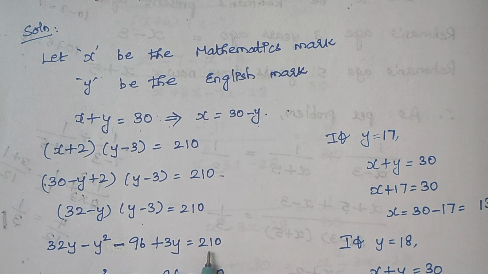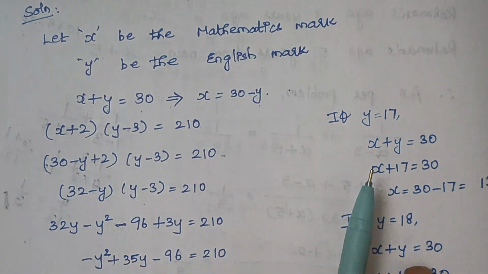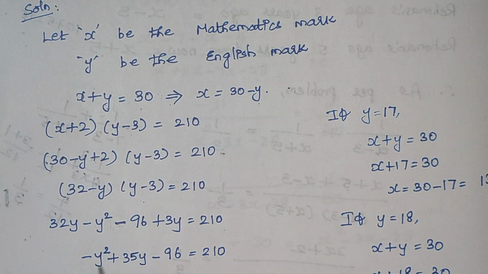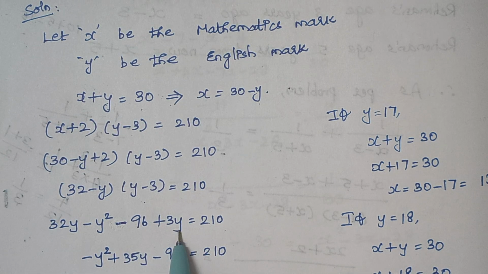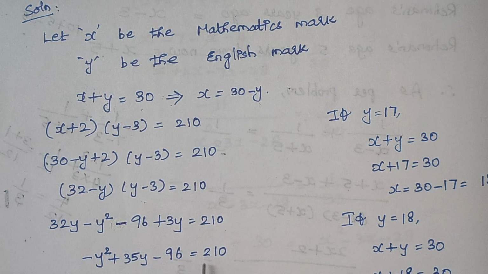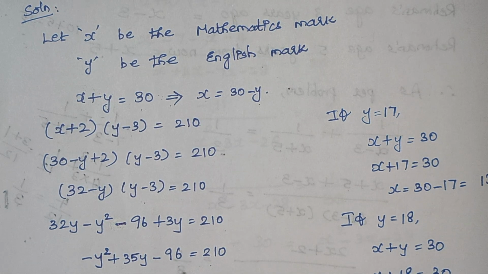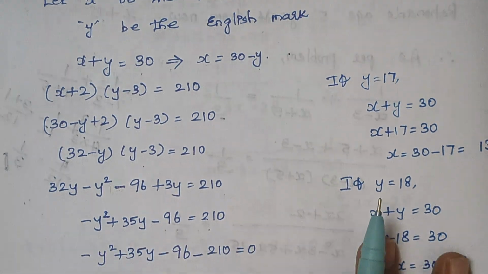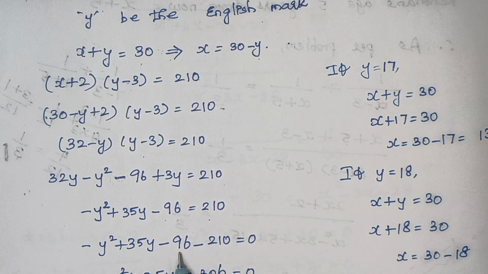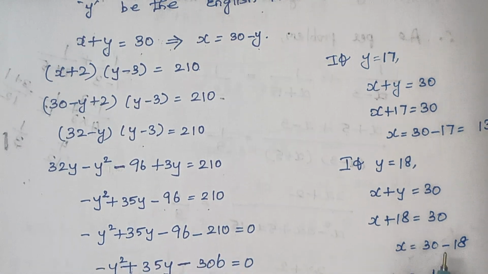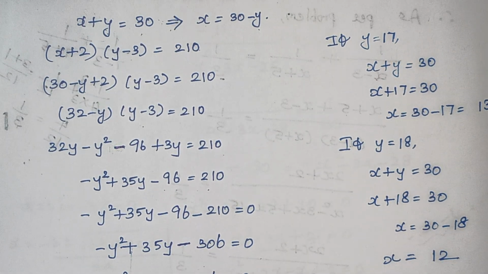which is equal to 210. Now when you simplify, you see minus y square, right? 32y plus 3y gives you 35y. So plus 35y minus 96 equal to 210. Now I am going to move this 210 to the left hand side. So this plus 210 becomes minus 210. Again when you add these two terms, here we get the answer as 306.